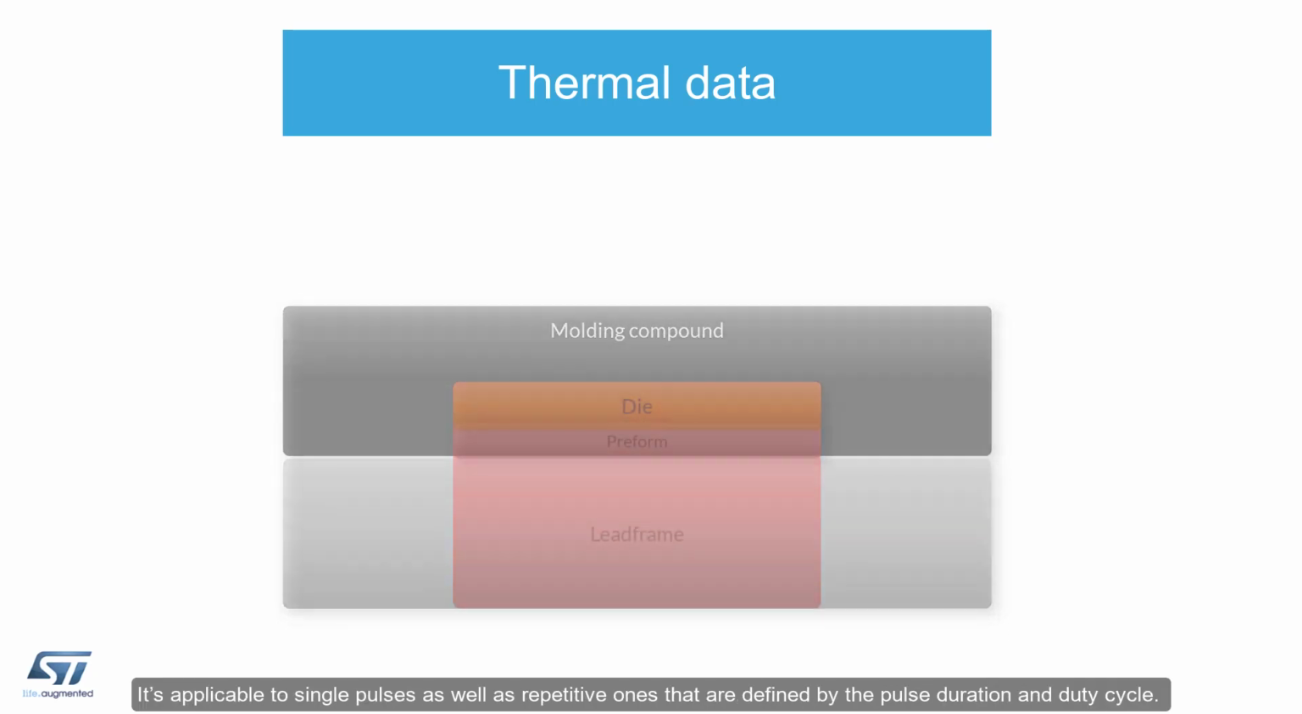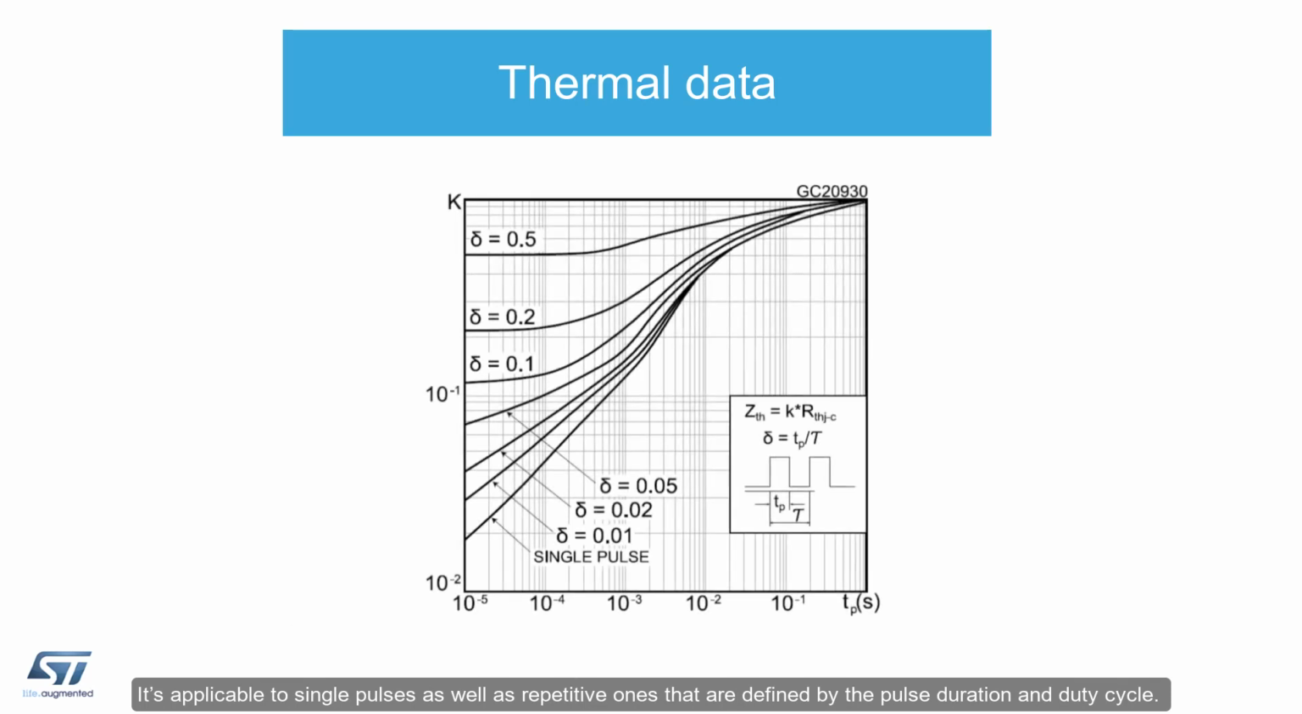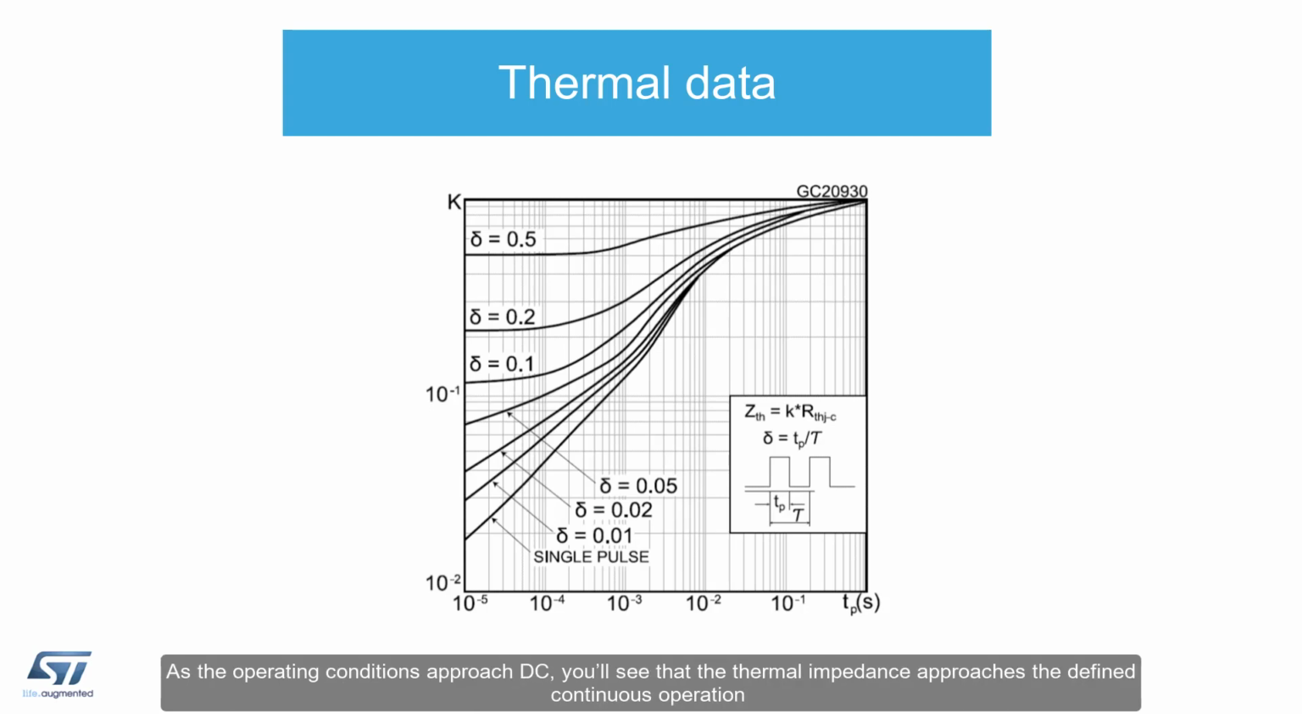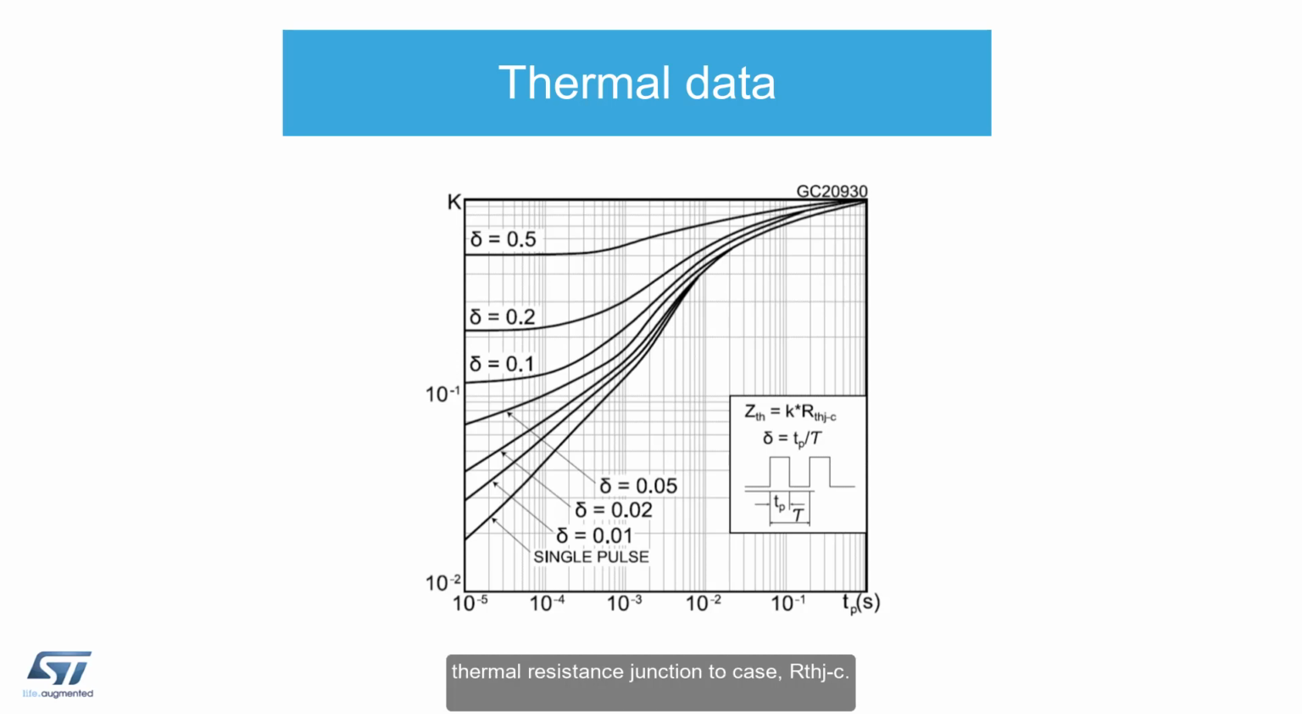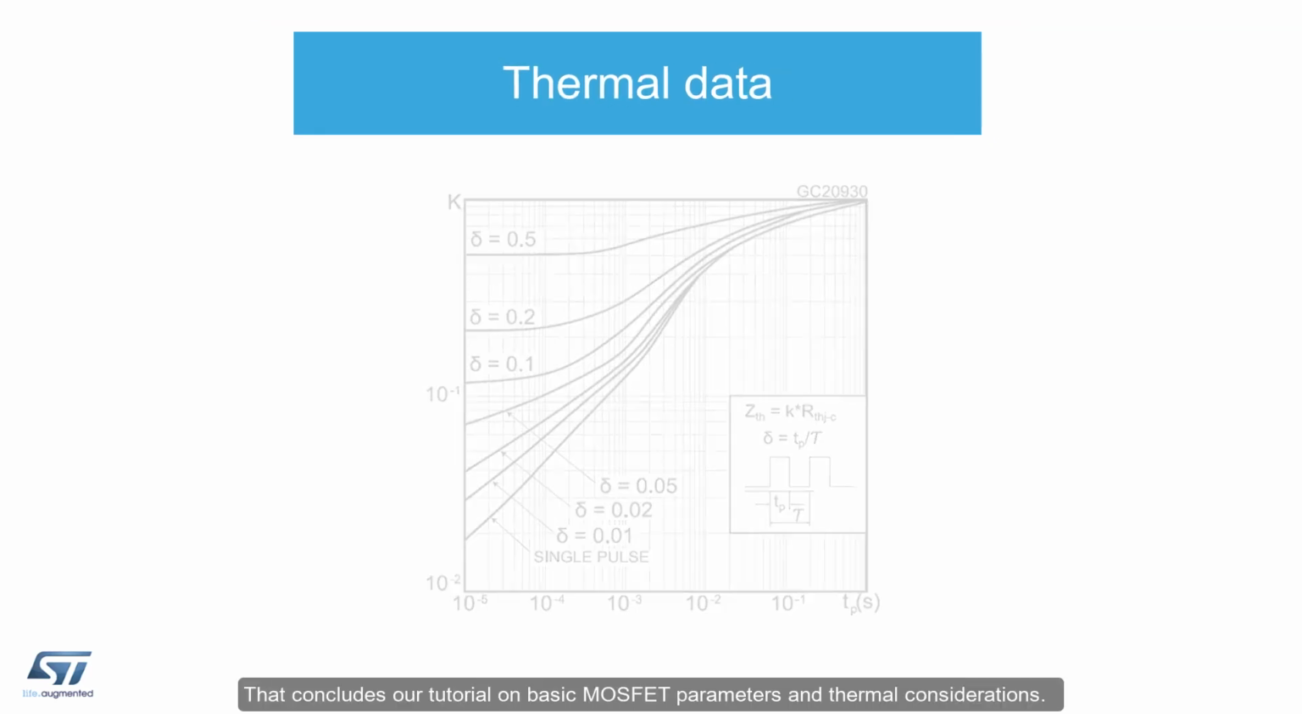It's applicable to single pulses as well as repetitive ones that are defined by the pulse duration and duty cycle. As the operating conditions approach DC, you'll see that the thermal impedance approaches the defined continuous operation thermal resistance junction to case, R theta J to C. That concludes our tutorial on MOSFET parameters and thermal considerations.